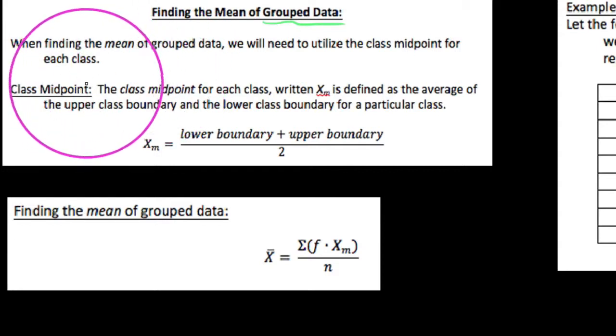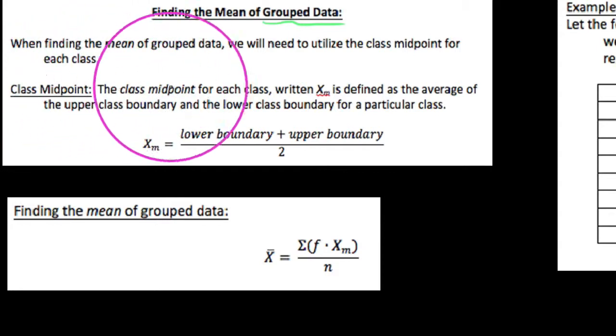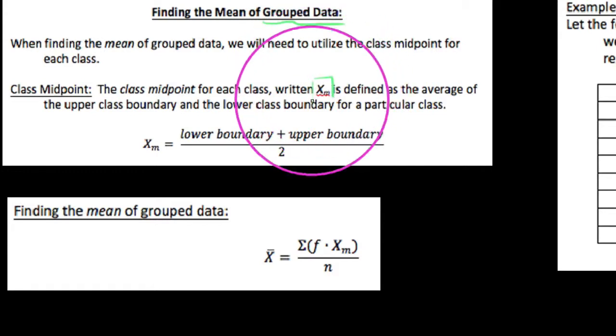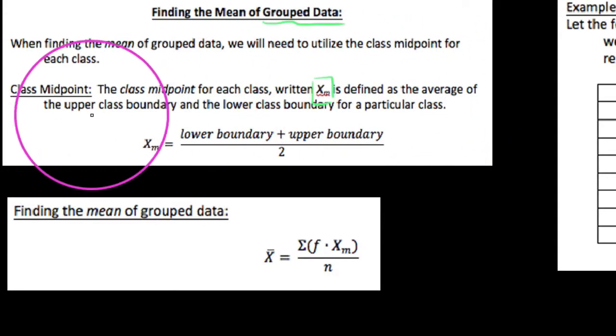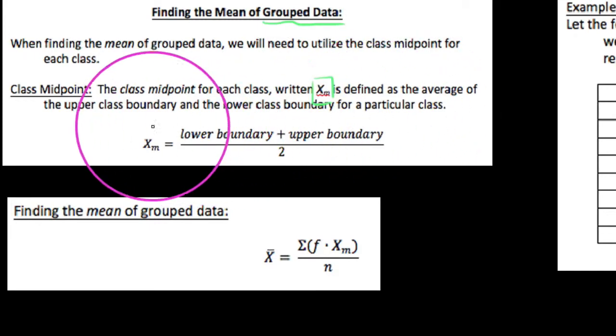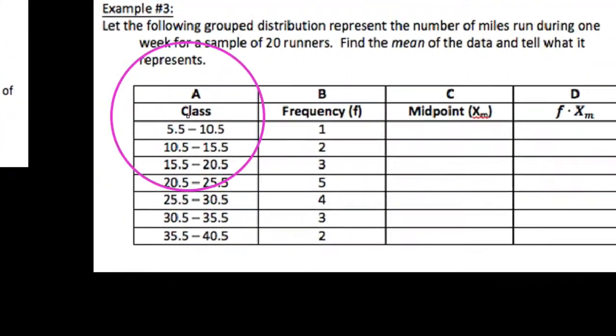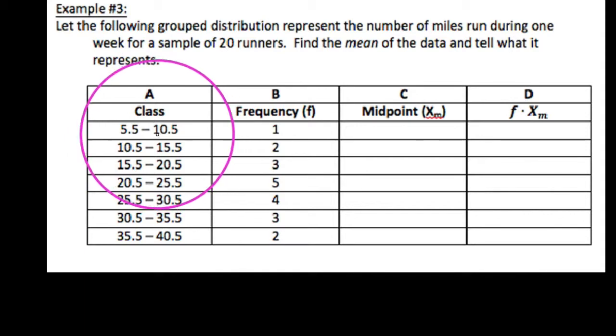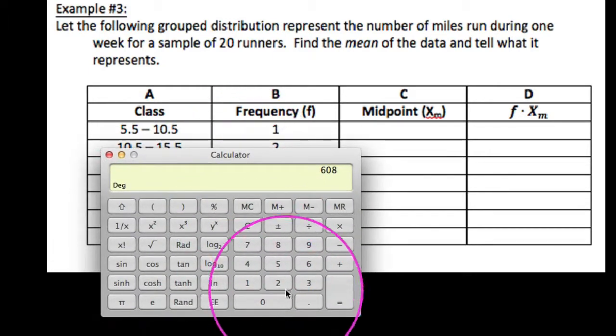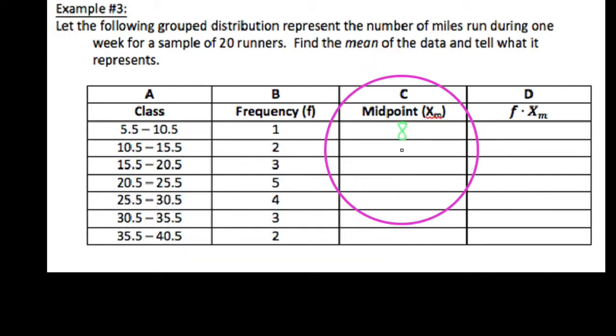So we're going to stop and talk really quickly about the class midpoint. Recall that the class midpoint for each class, we write as x sub m, and it's defined as the average of the upper and lower class boundaries for a particular class. Basically, if we take a trip back over here, we have 5.5 up to but not including 10.5. What's the midpoint of these two numbers? The midpoint of two numbers is just the average of the two. So 5.5 plus 10.5 is 16, divided by 2 is 8. So 8 is our class midpoint here.